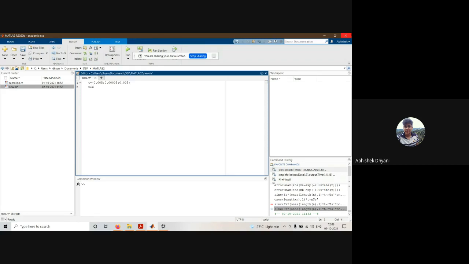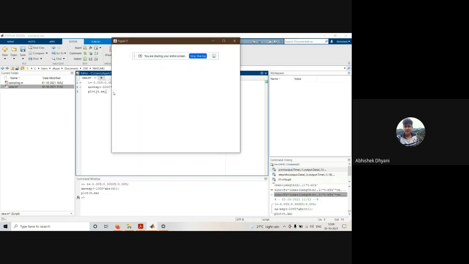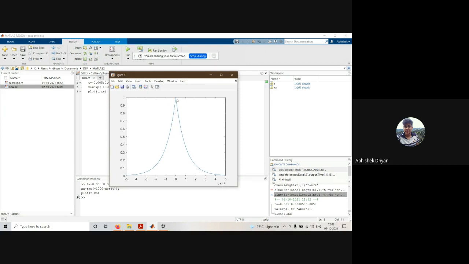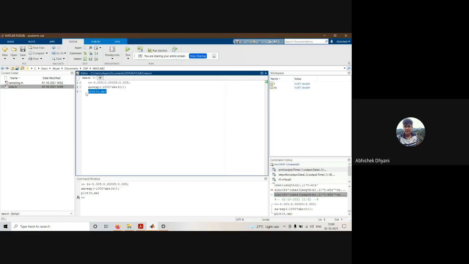Now the signal is xa. This is the time domain signal, so it is e raised to the power minus 1000 into the absolute value of time. We can quickly plot this and see how it looks. If I plot first the time and then the signal, this is how it looks. It is symmetric and it is real. Okay.